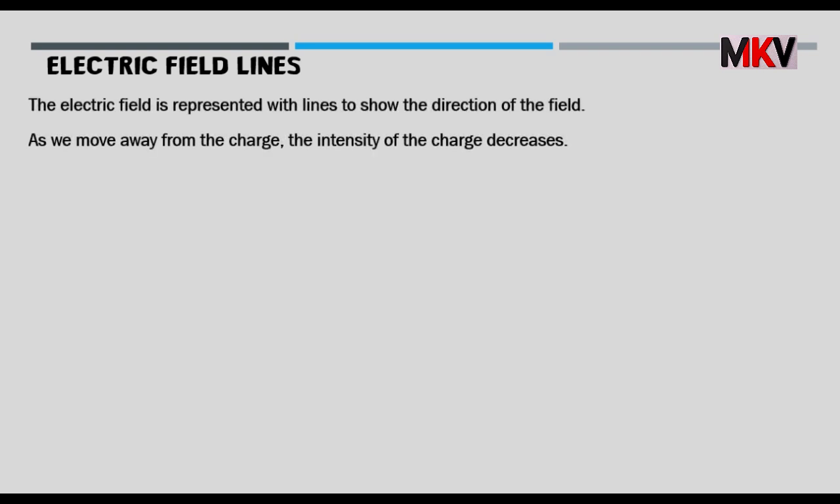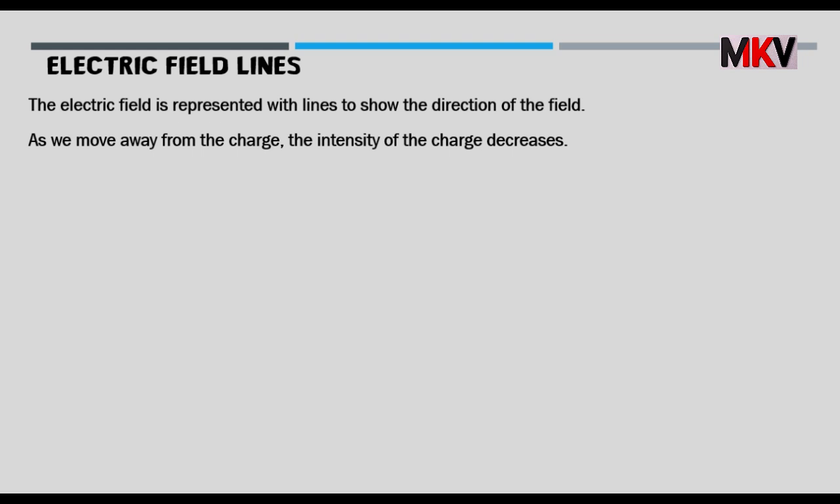Now, electric field is represented with lines to show the direction of the field. The electric field is depicted with lines, and these lines have arrows on them, which show the direction in which the field is moving. And as we move away from the charge, the intensity of the field decreases. So the greater the distance away from the charge, the lower the electric field.